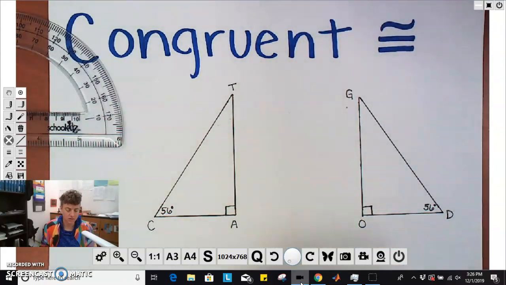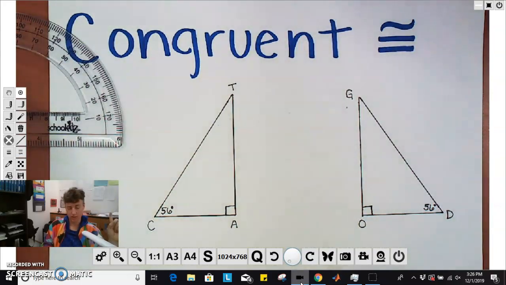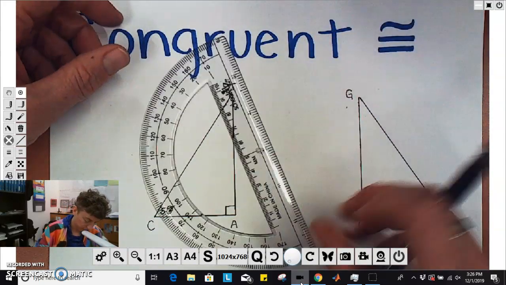Also 90 degrees. And now, we don't even have to measure the third angle. We know that's 90, and that's 56. And 90 and 56 is 146. And all together, they're going to add up to 180. So 180 minus 146 is 34. But let's just double check, you know.